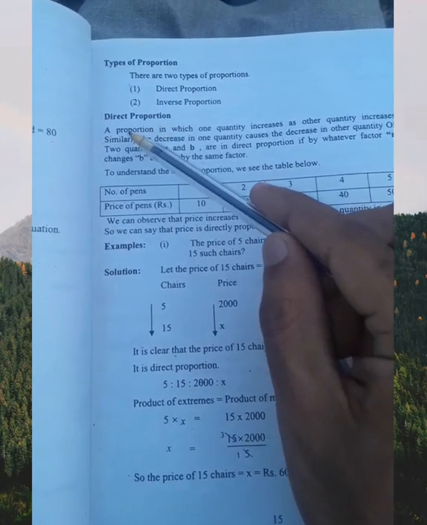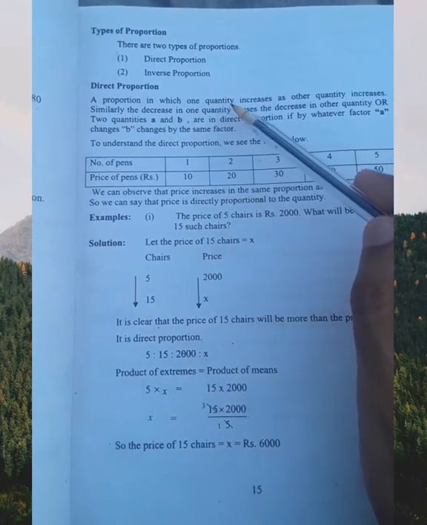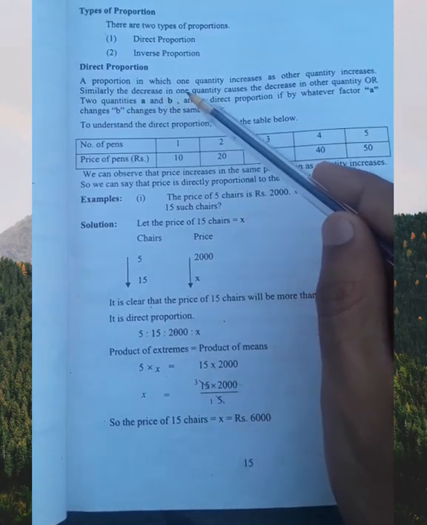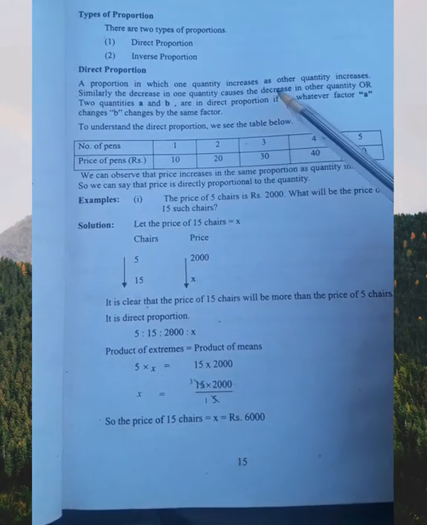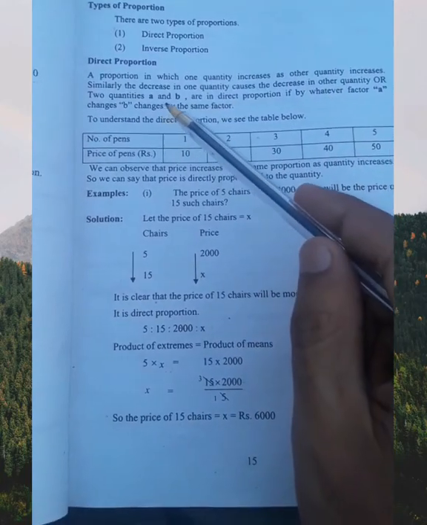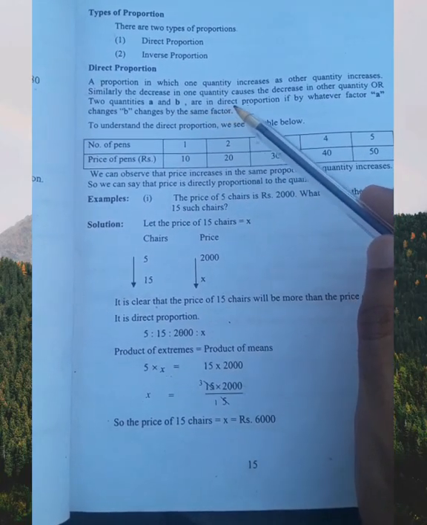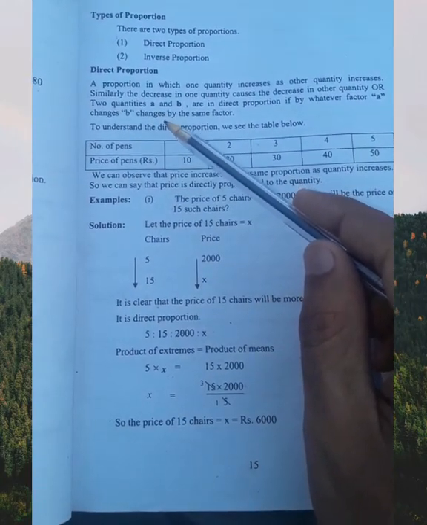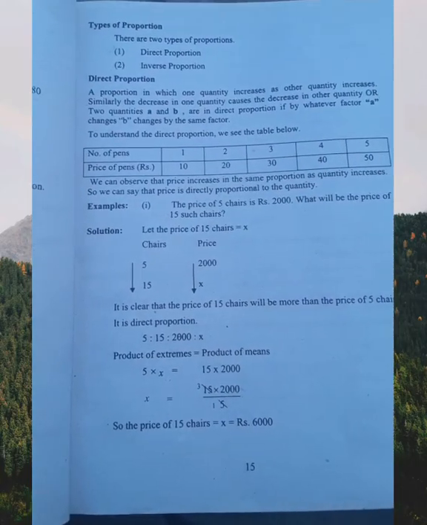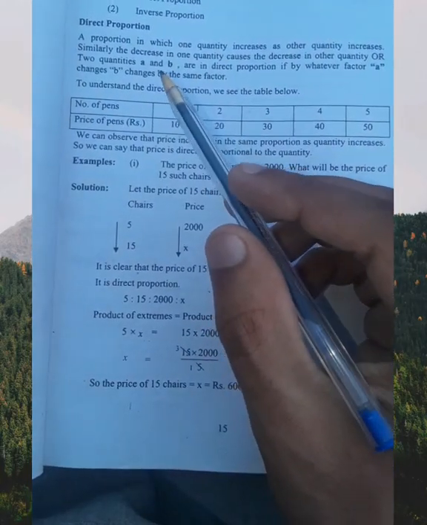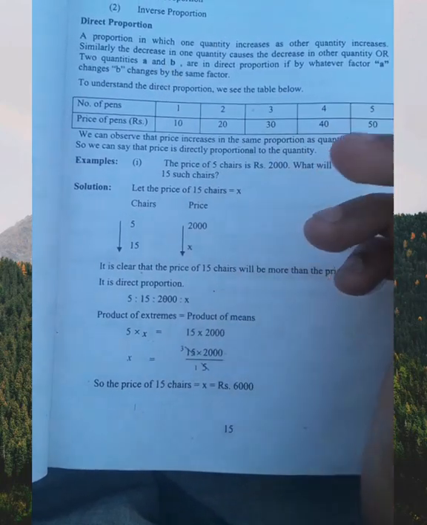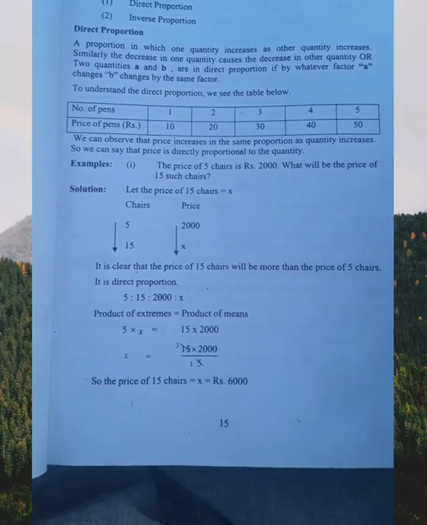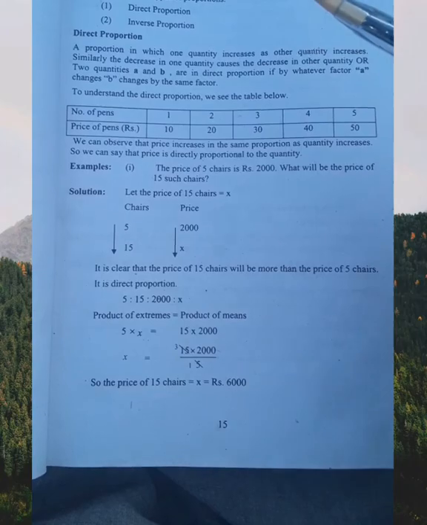Direct proportion: a proportion in which one quantity increases as the other quantity increases. Similarly, a decrease in one quantity causes a decrease in the other quantity. Two quantities A and B are in direct proportion if by whatever factor A changes, B changes by the same factor. It means if you are given two quantities and one increases, the other also increases. If one decreases, the other one also decreases.